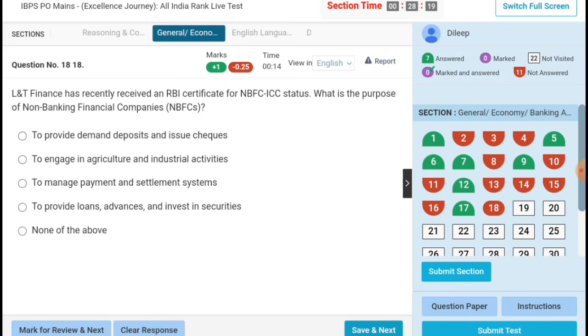So what is the purpose of non-banking financial companies? I think it is to provide loans and advance investment, to manage payment and settlements.